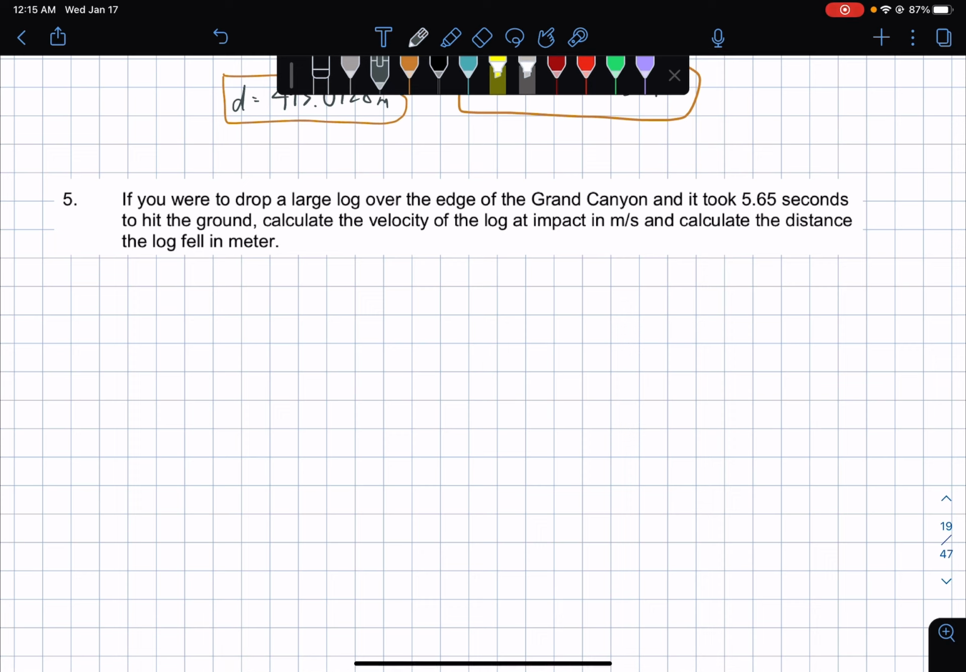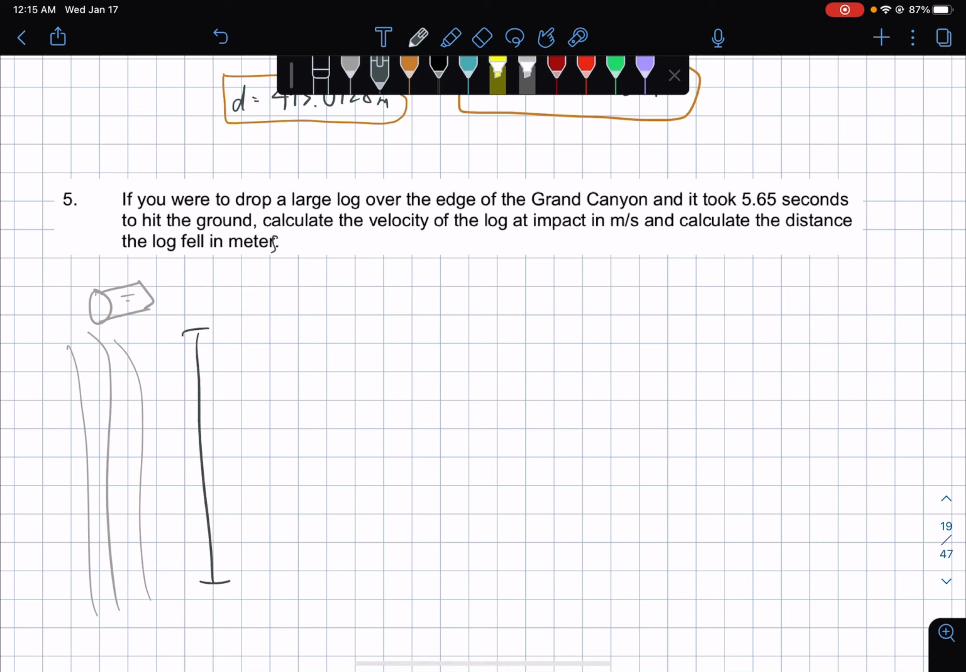Okay, number 5. If you were to drop a large log over the edge of the Grand Canyon, it took 5.55 seconds to hit the ground. Okay, so this is the log. This is the Grand Canyon, like the height. Okay, so this is the distance. Distance is missing.